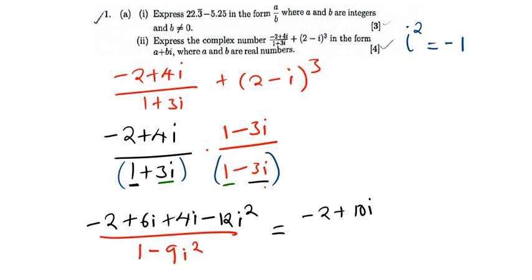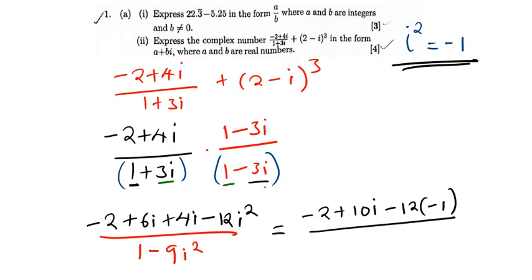Now i squared, we're saying i squared is equal to negative 1. So we're going to have, let's call this 10i minus 12i squared, where i squared is negative 1, over 1 minus 9. Now i squared is negative 1 again.